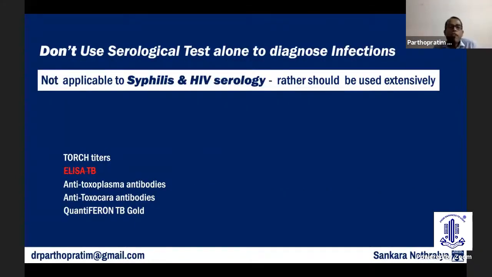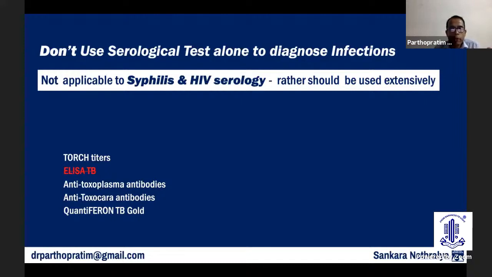Now, coming to the infectious disease and the serological test, I want to give one advice: don't use serological test alone to diagnose infections. This is not applicable to syphilis and HIV. And one step ahead, I will suggest you better do syphilis and HIV serology in every patient. But for the other entities, as you can see here, ELISA TB is now banned in India. One should not use it at all. The other tests, you have to remember, reflect the presence of a ubiquitous organism.